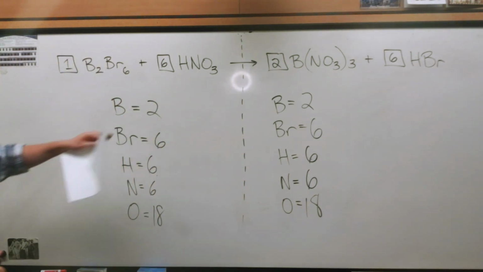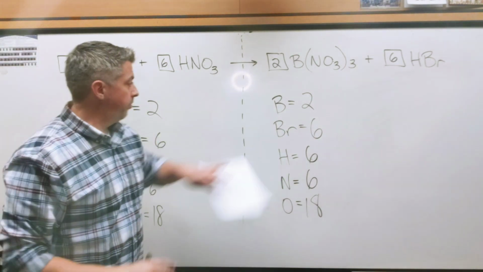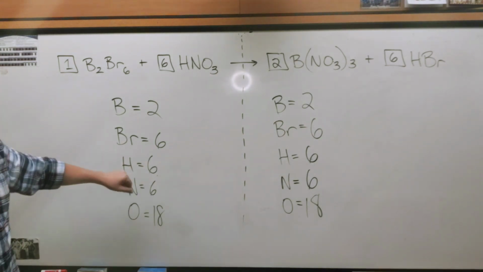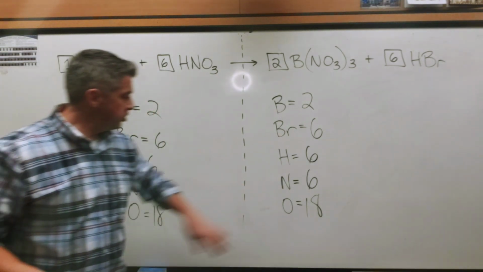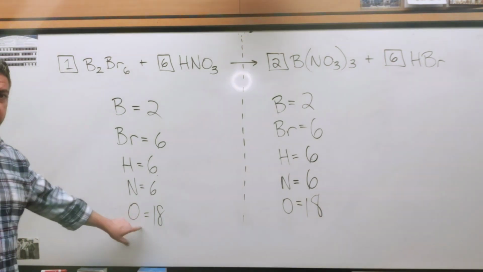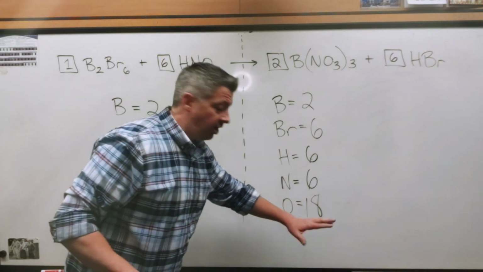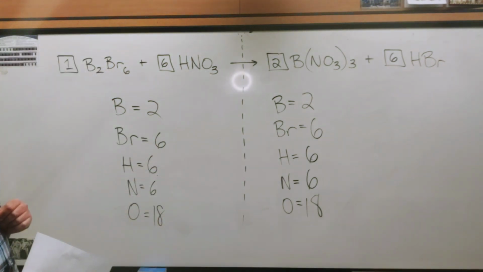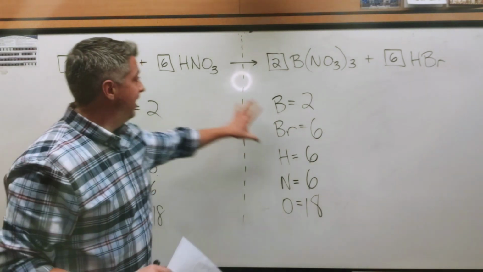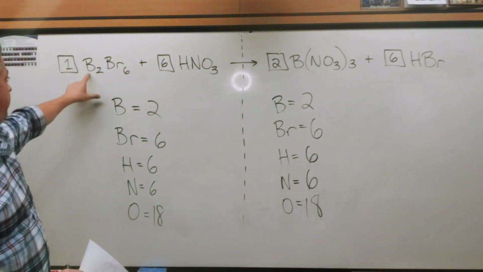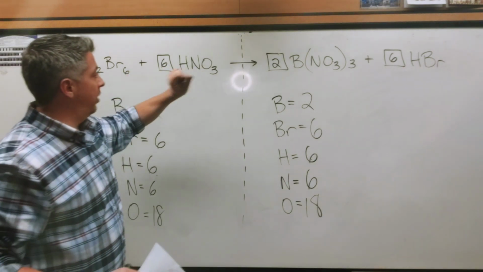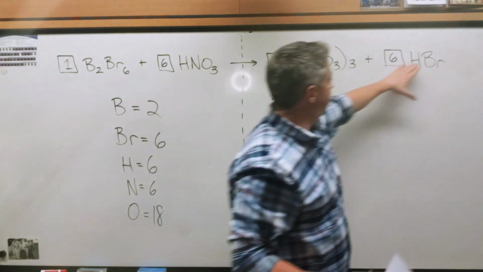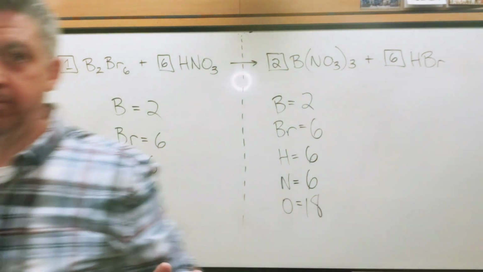We started with 2 boron, we ended up with 2 boron. We have 6 bromine, 6 bromine. 6 hydrogen, 6 hydrogen. 6 nitrogen, 6 nitrogen. We started with 18 oxygen, and we end up with 18 oxygen. Nothing was created or destroyed. Conservation of matter. Everything we started with, we end up with. This is your final equation: 1 B2Br6 plus 6 HNO3 will yield 2 B(NO3)3 plus 6 HBr. Everything's balanced. Leave it up there for a second.